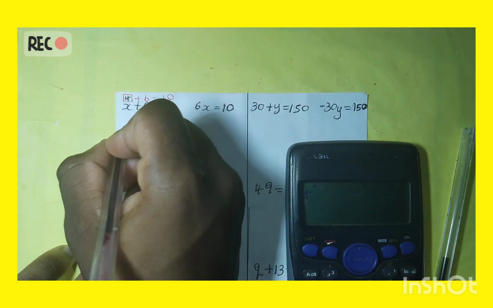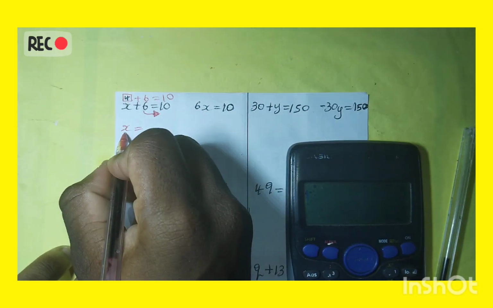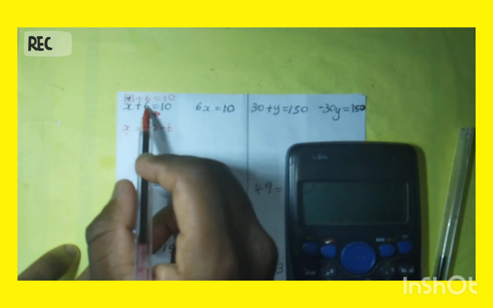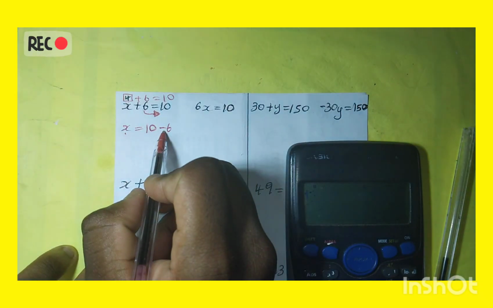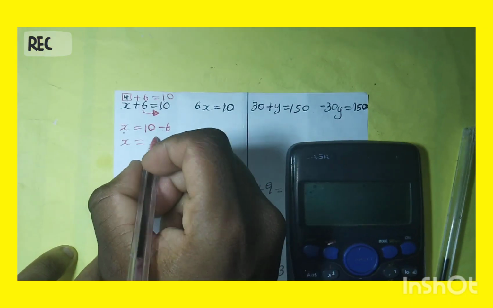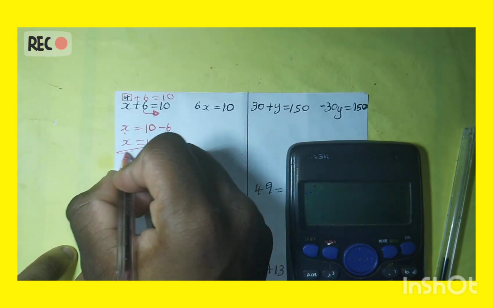taking that thing to the other side. Here you are only left with x, and there it's 10 minus 6, because taking that thing to the other side, it's supposed to change the sign, they become negative. So now here's our answer. This will give us 4.